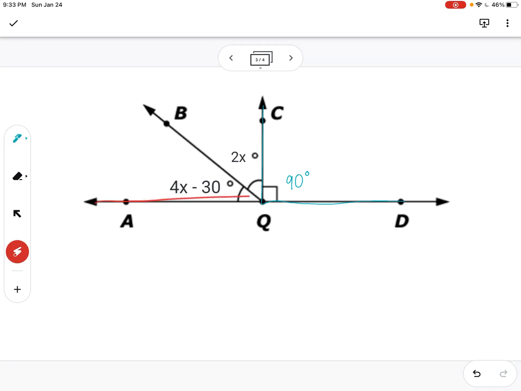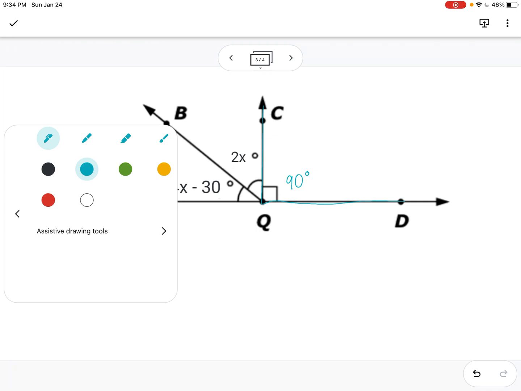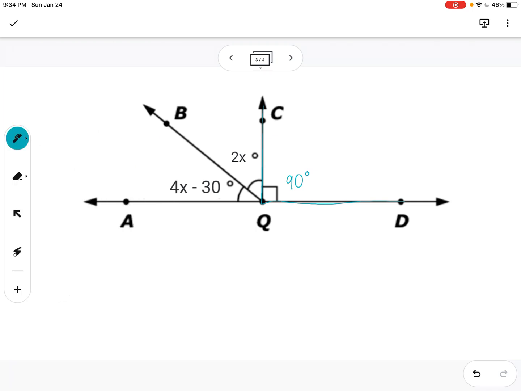In addition to that, I know that this straight line right here, so all of these angles would be equal to 180 degrees. The reason why is because any straight angle is equal to 180 degrees. So if I know that that is equal to 180 and the other angle is equal to 90, that means that these two put together would have to also equal 90 because, of course, 90 plus 90 equals 180. So a few different ways you guys can go about this.